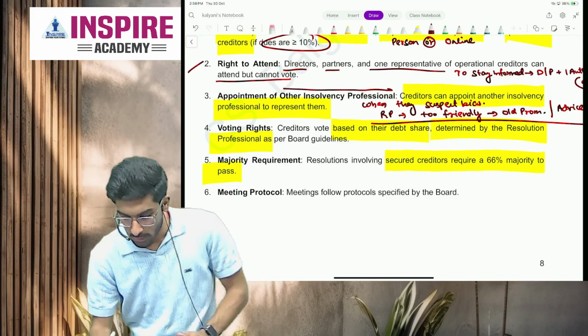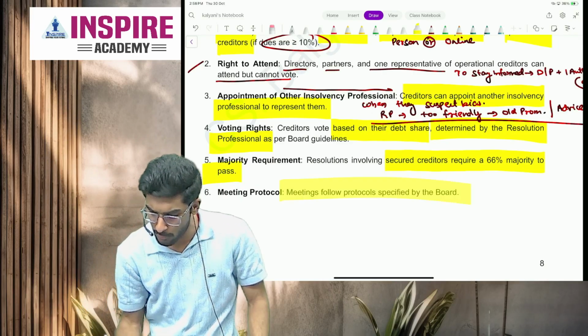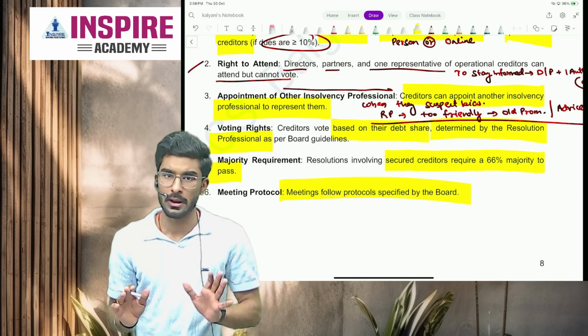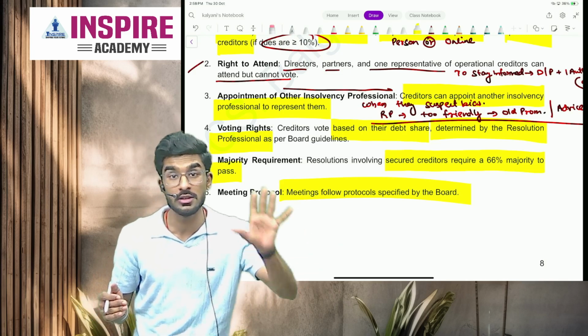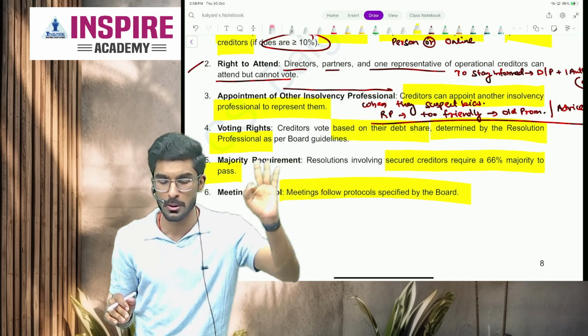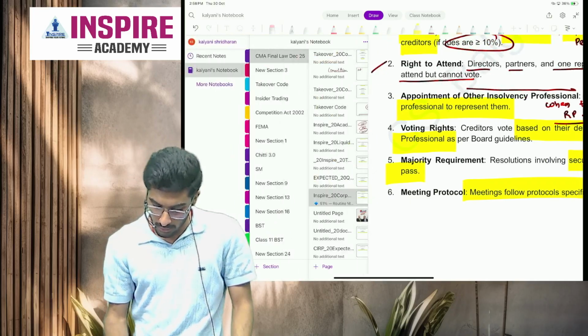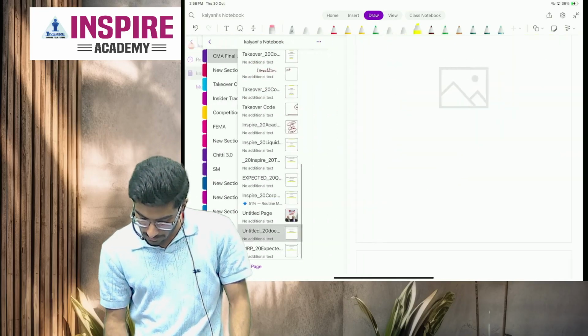Okay. Now, meeting protocol. Everyone will have to follow the protocol specified by the board. Which board? Is it the Board of Directors? No, it is the Insolvency and Bankruptcy Board of India. Okay, now let's come to the mind map.